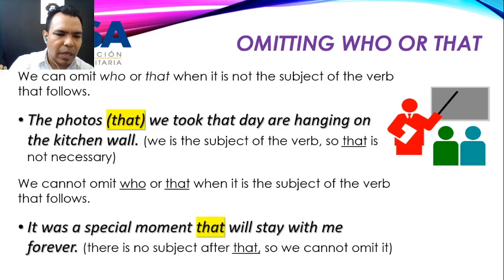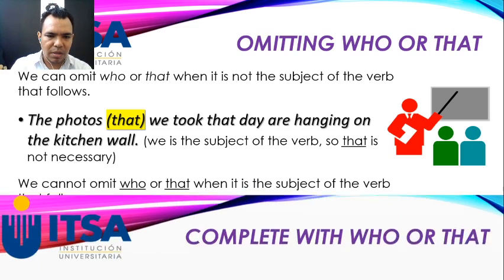For example, it was a special moment that will stay with me forever. In this second section, will stay is the action. But is there any subject or any other person or name before will, different from that? No. So in this case, you cannot omit that.